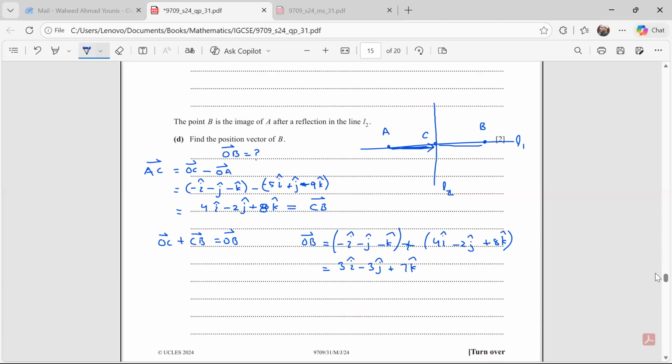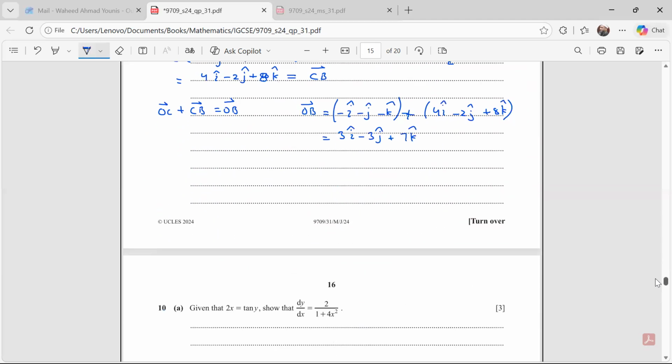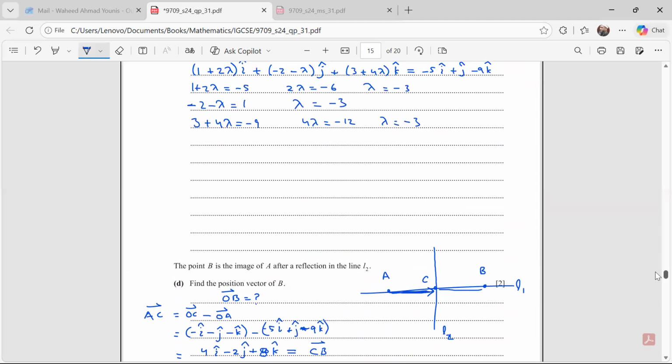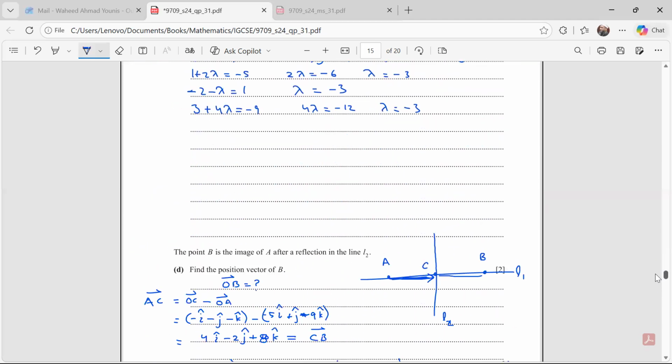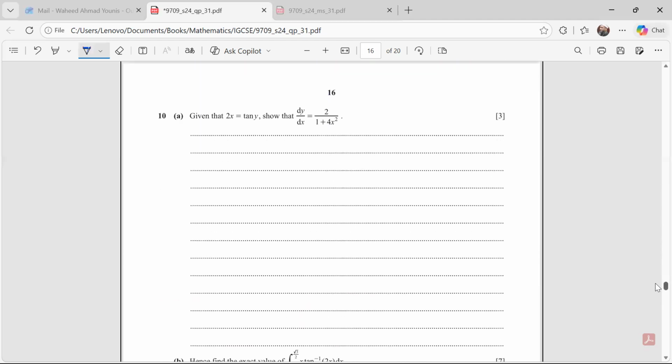I hope you understand all the logic and all the reasoning of what I'm doing. This is important to understand. It was an interesting question. So you try to understand all the logic behind it.